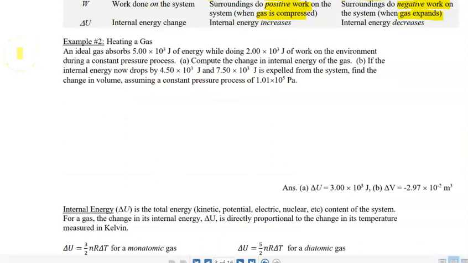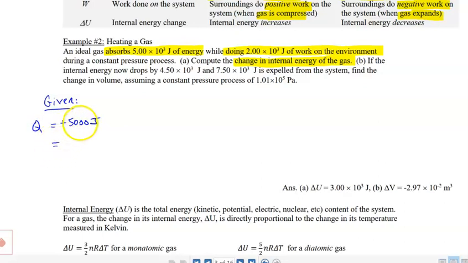Now on to example number 2. We have a gas that absorbs 5,000 joules of energy while doing 2,000 joules of work on the environment, and we're asked to calculate the change in internal energy of the gas. So we'll start off by writing what we know. We are given that it has 5,000 joules of energy that is being transferred into the gas because that's absorbed. So that's what we call heat, and we're putting that as positive because it's flowing into the system.